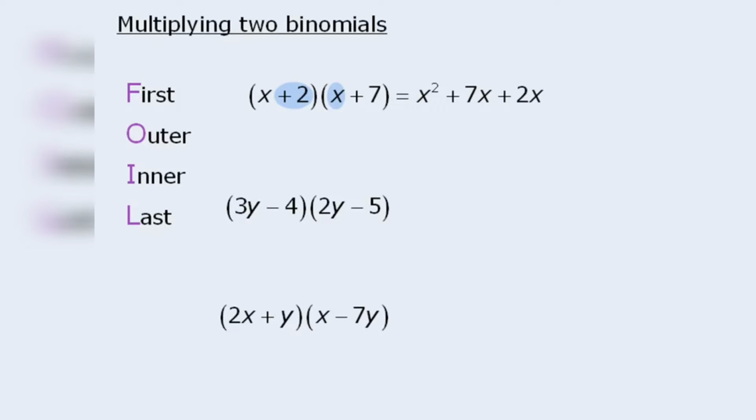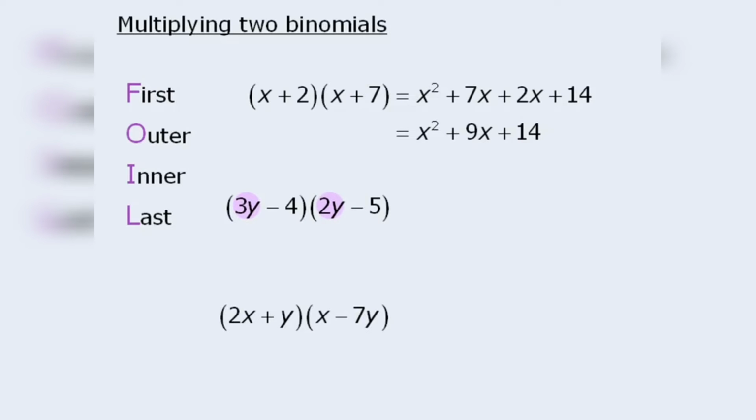And finally, we multiply the last term in each binomial. Here, positive 2 times positive 7 equals positive or plus 14. At this point, we can simplify this expression if we recognize that 7x and 2x are like terms. As such, we can combine them to get 9x. So when we expand and simplify (x + 2)(x + 7), we get x squared plus 9x plus 14.